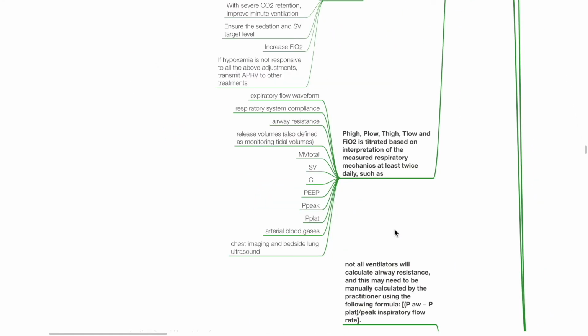P high, P low, T high, T low and FiO2 are titrated based on interpretation of measured respiratory mechanics at least twice a day. For example, by assessing expiratory flow waveform, respiratory system compliance, airway resistance, release volumes, total minute ventilation, spontaneous ventilation, PEEP, P-peak, P-plateau, arterial blood gases, chest imaging, and bedside ultrasound.